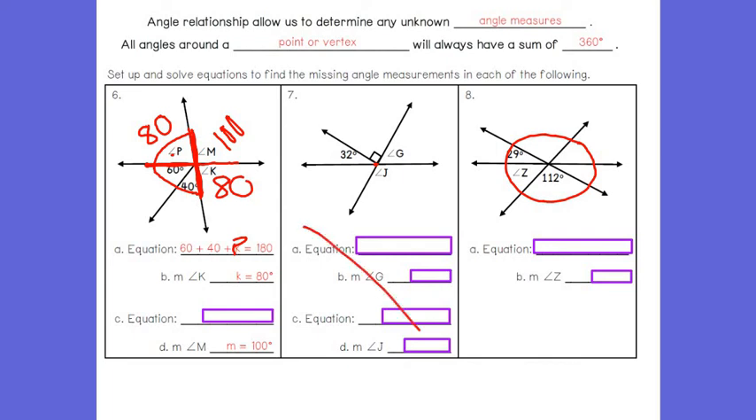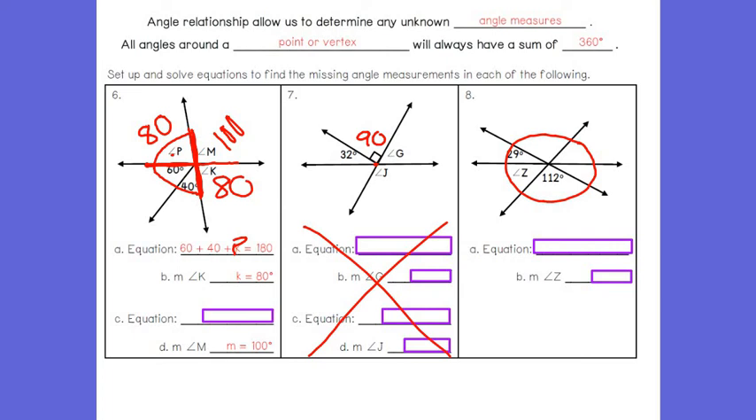I don't really like writing the equations. I think we get how the equations are set up. So let's work number 7. What does that box mean? A right angle. It's a right angle, so what degrees? 90. I like filling it in just so I can see it. I need to find G and J.